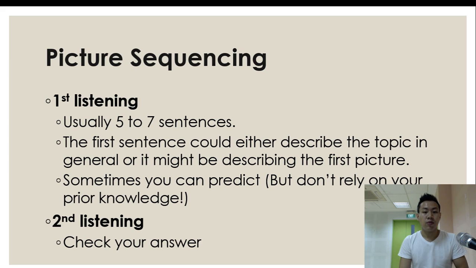Okay, moving on to the second part, picture sequencing. Same thing, it'll be read out to you twice. The sequencing usually consists of 5 to 7 sentences. The first sentence could either describe the topic in general, for example, if it is describing how to bake a cake, it will say that Mom decided to bake a cake. And then the second sentence might lead you to the first picture. I don't have any pictures for you right now, but I'm just thinking aloud. The first sentence could either describe the topic in general, or it might be describing the first picture.